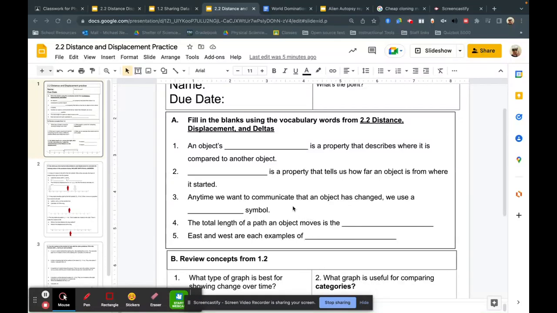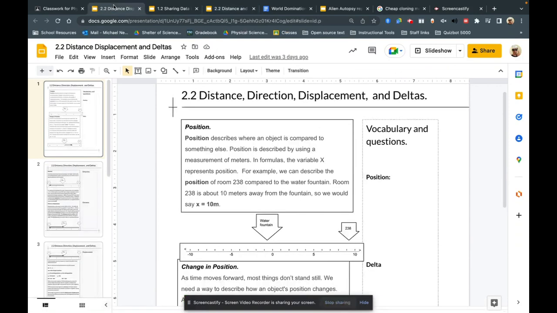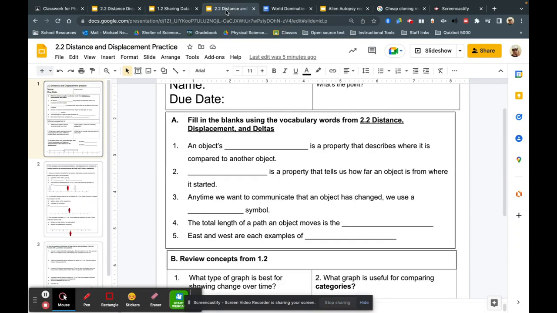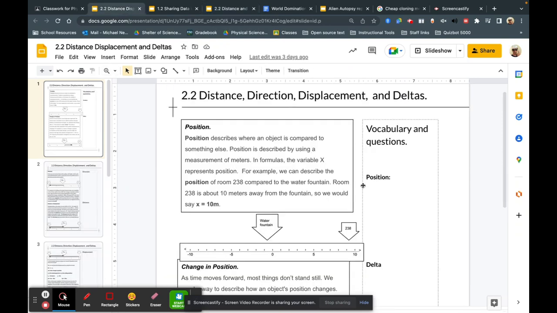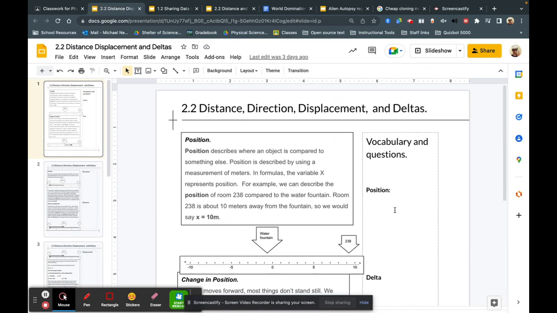Here's your answer key for the 2.2 practice assignment. It's a really good idea to have your 2.2 reading out while you are doing these worksheets. For example, in section A, you're going to need that because all of the vocab words you need to fill in the blank come directly from the side of your 2.2 reading.